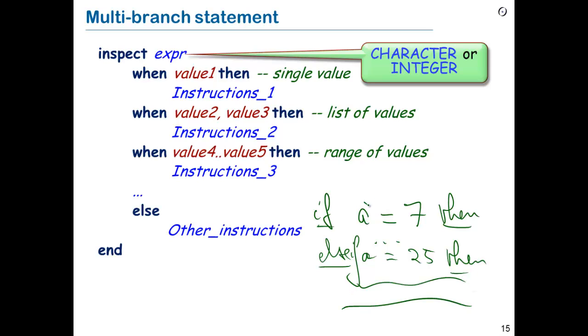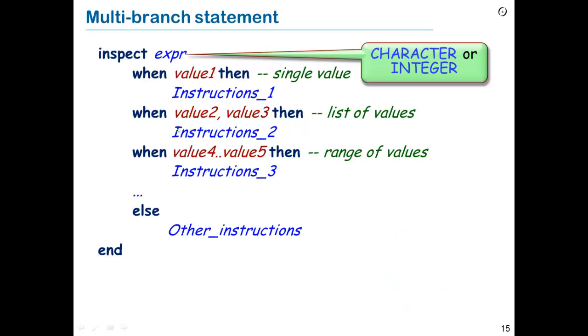We always compare a particular expression, in this case a variable a, to possible values. And sometimes we might want to say if a is equal to 25 or a is equal to 23, then we do instructions 2. So in this case, there is a simpler way to express it, with also a couple of semantic differences. We can use the inspect instruction, which says inspect expr, where expr is an expression. It has to be character or integer in its type, although there are a few more possibilities that correspond to types that we haven't seen yet.